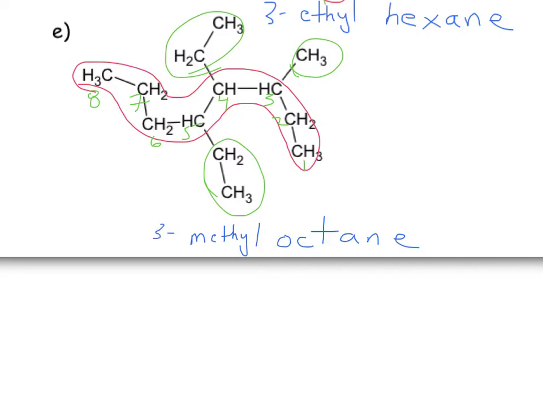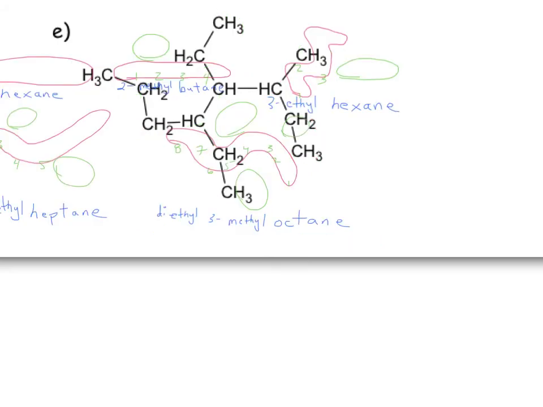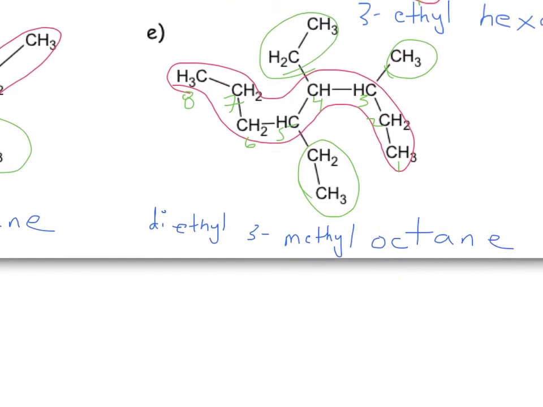and I have 2 ethyl groups. Each one 2 carbons long. So because I have 2 of them, I'm going to use the prefix di in front of my name. And those ethyl groups are on carbon number 4 and carbon number 5. So the answer for E is 4,5-diethyl 3-methyl octane.